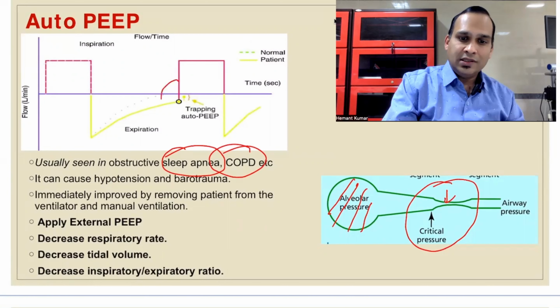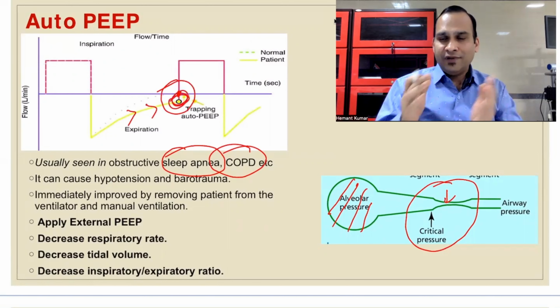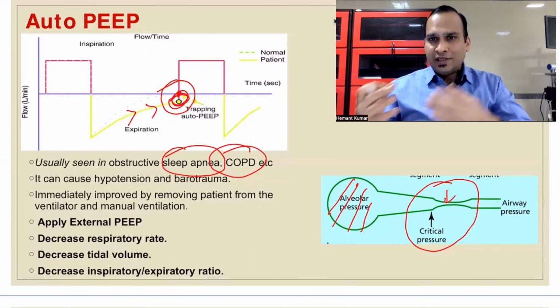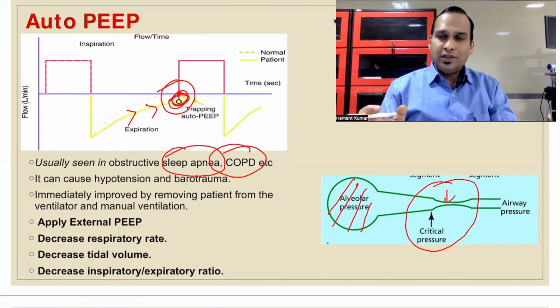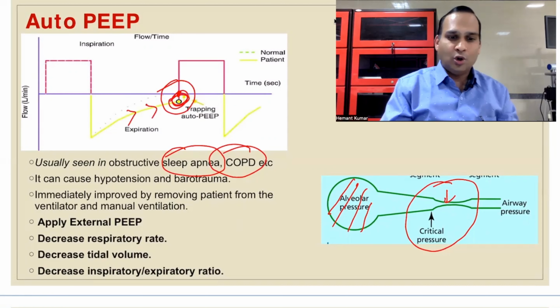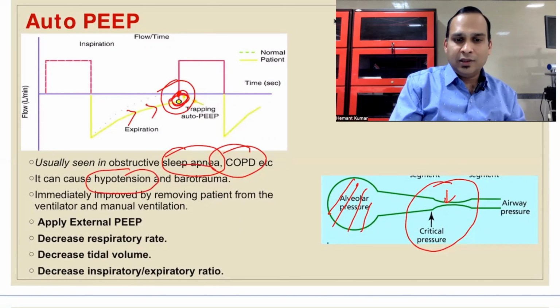So you can see, this limb is the expiratory phase. Before reaching normal, it gets closed. So there is retention of air. So in every cycle there is retention, and in a minute or two, there is much pressure generated in alveoli by auto-PEEP. So what will it do? It will cause hypotension because of increased auto-PEEP, and it could cause barotrauma.